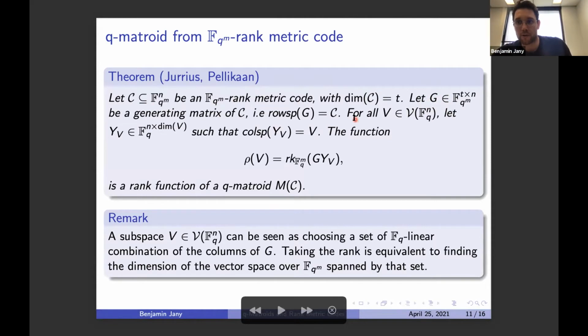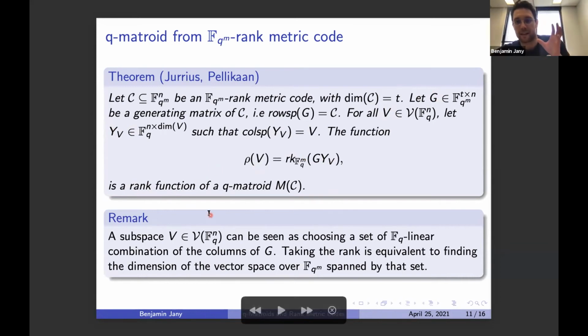And remember, for the q-matroid, we want to define a rank function. Okay, so we define the rank function in the following way. We take a subspace V of F_q^n and choose a generating matrix for that subspace such that the column space of that matrix Y_V is equal to the subspace V. And then we say that the rank of V is just the rank of the product between our matrix G and our Y_V. Okay, one can check it forms a rank function of a q-matroid. Now I want to give you a slightly different way to think about this rank function.